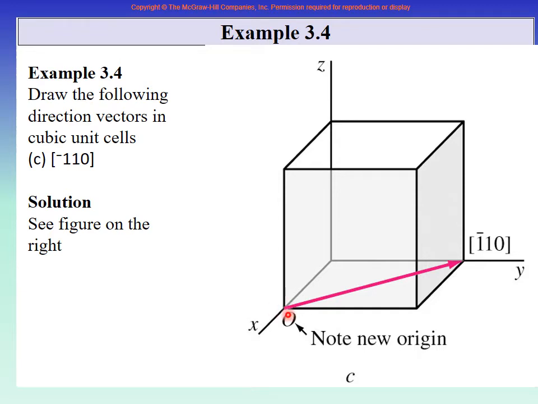From here you have to go minus 1, 0. So from here you go minus 1 in the x direction, plus 1 in the y direction. So this is the point minus 1, 0. This is your new origin, minus 1 in the x, plus 1 in the y. So this is your point, minus 1, 0. Therefore your direction is from the origin to this point, and you have the direction vector. So you are drawing the direction.